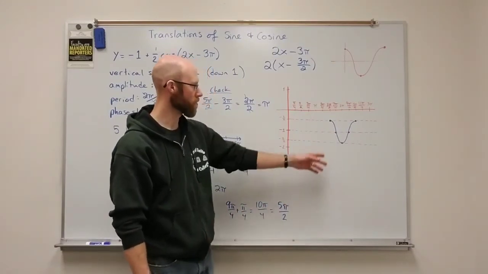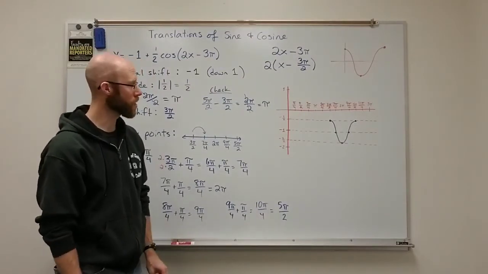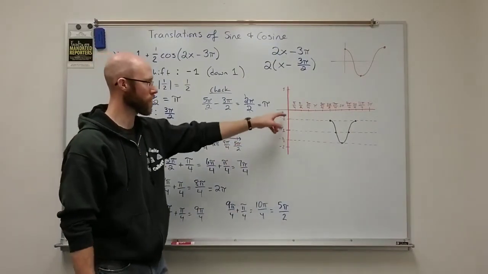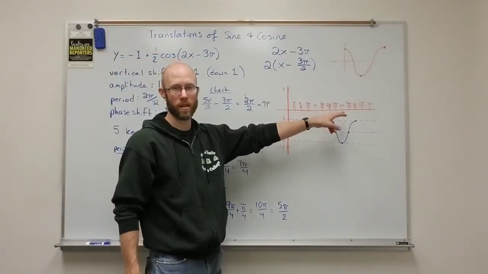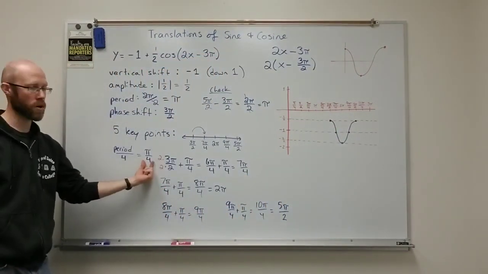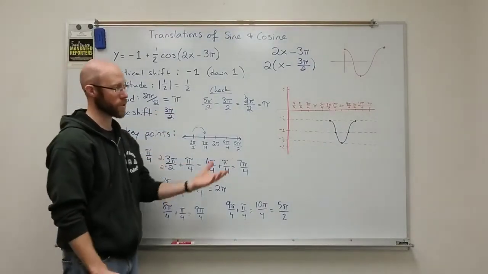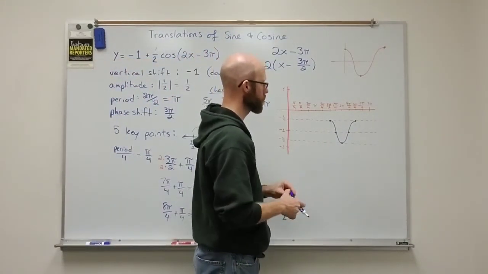Okay. So there's my 5 key points. That's one wavelength of the cosine. Now, of course, if I wanted to continue that on, I already have the units broken down into quarters, basically. And we know that π/4 was the gap between the 5 key points. So I could just continue this graph on if I wanted to.